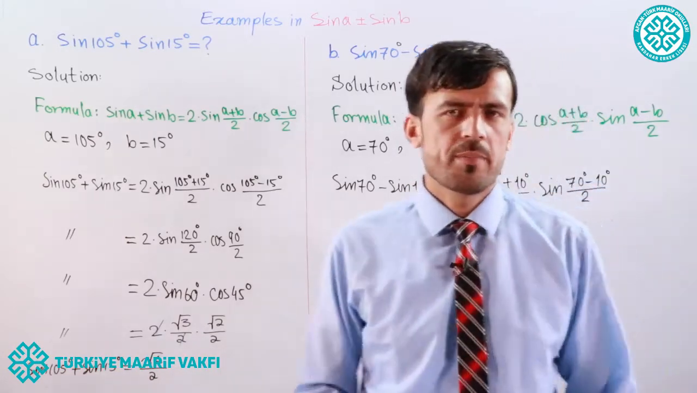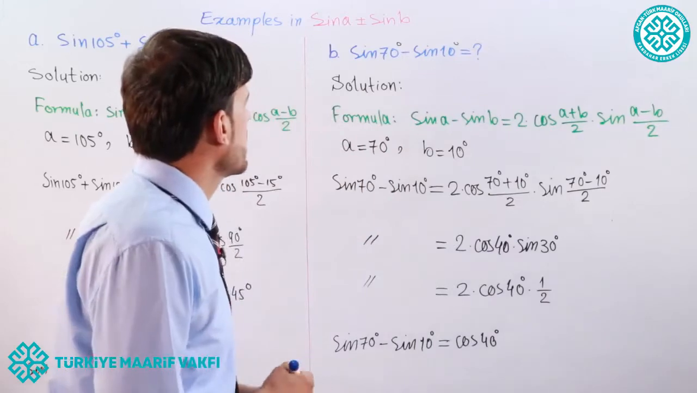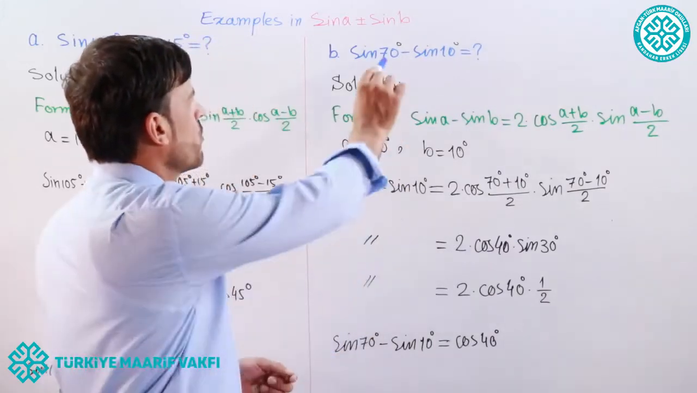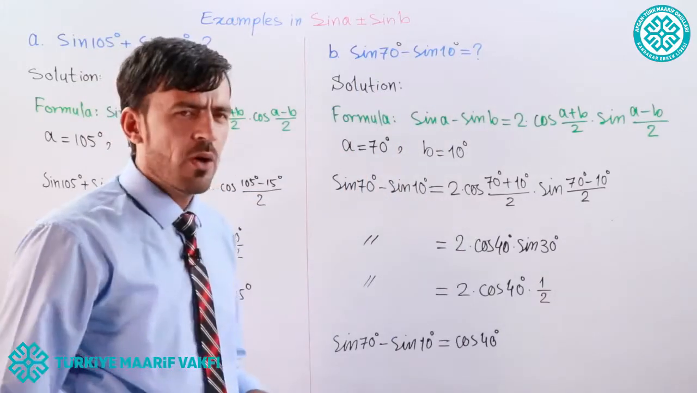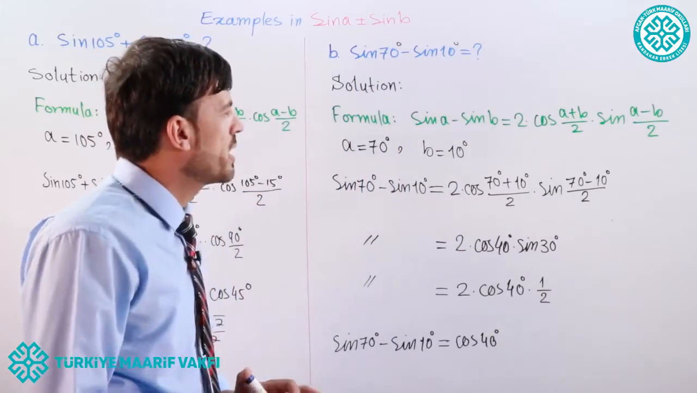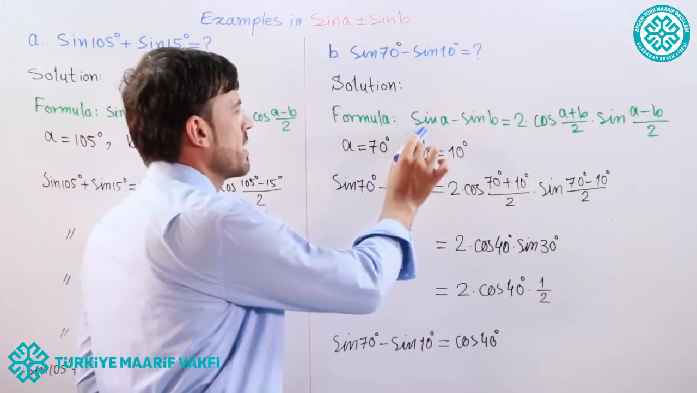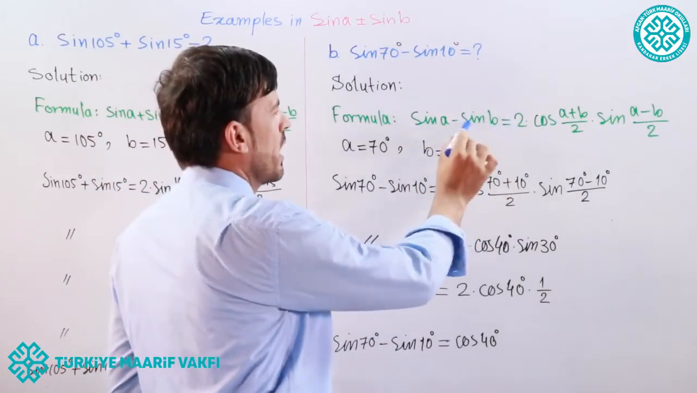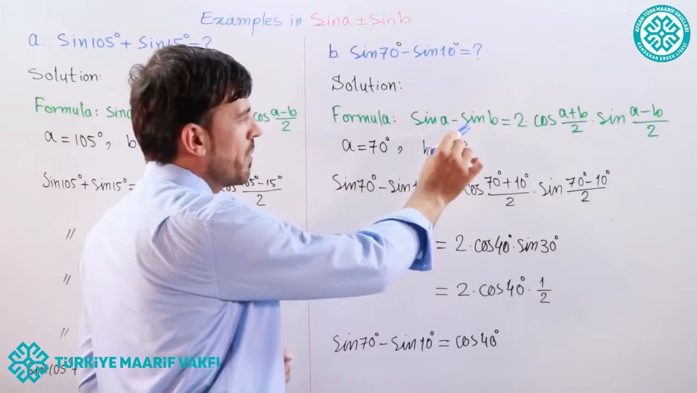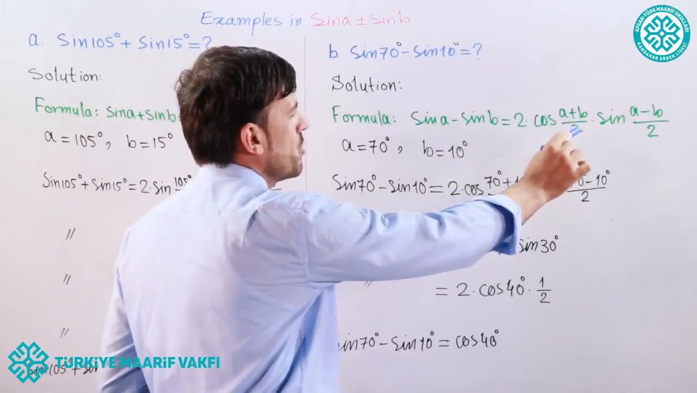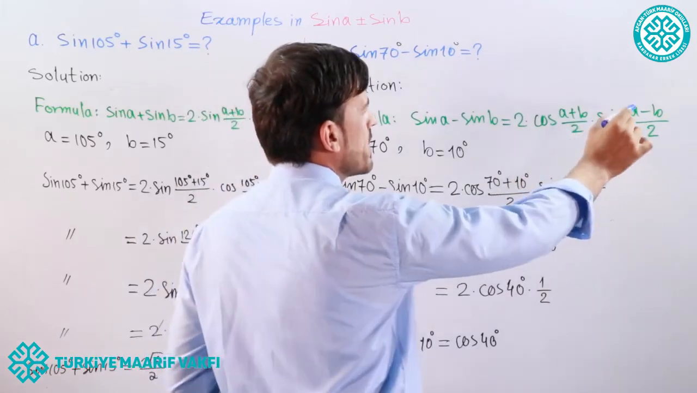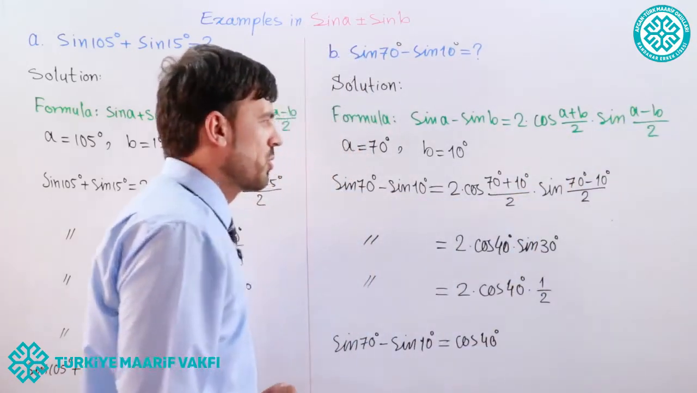This was our first example. In the second example, we have sine of 70 degree minus sine of 10 degree. How can we solve? At first, we should write the formula. The formula is sine A minus sine B, if we have minus form, that is equal to 2 cosine A plus B over 2 multiplied by sine A minus B over 2.